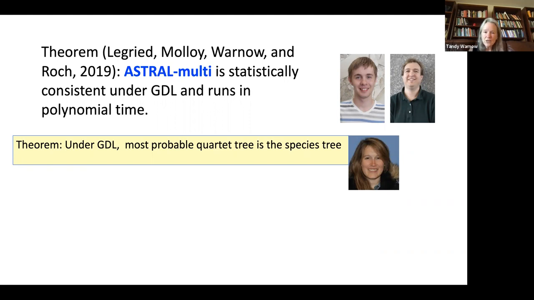And what that led to is a proof that a variant of ASTRAL that was designed to deal with multiple individuals per species is statistically consistent under gene duplication and loss. It also follows that it runs in polynomial time. So we have a proof that ASTRAL-multi is statistically consistent. That was the breakthrough in 2019.